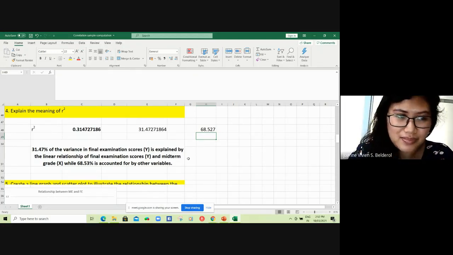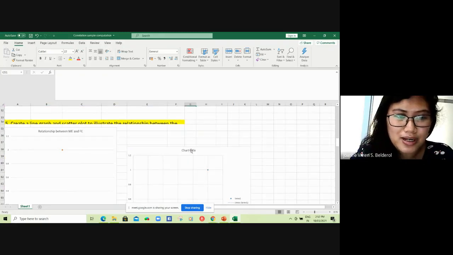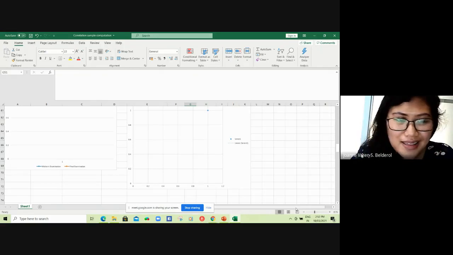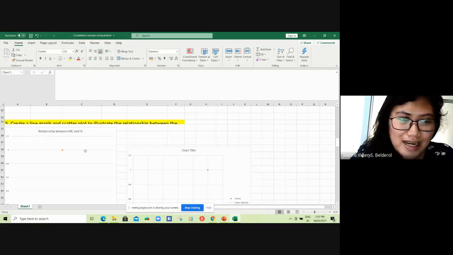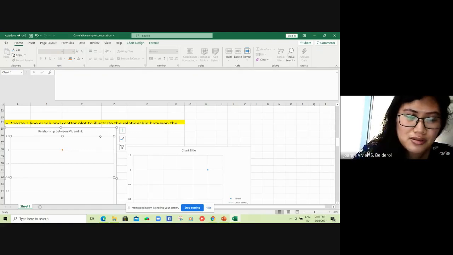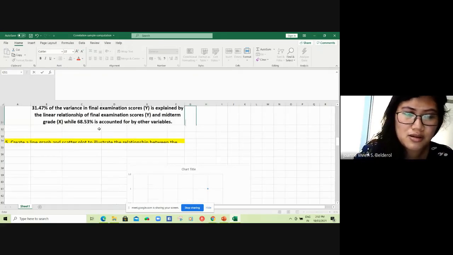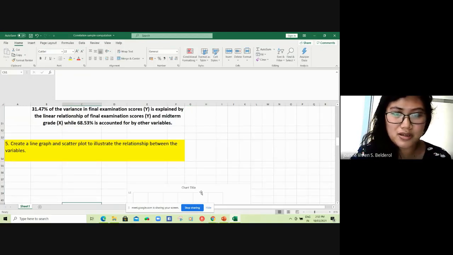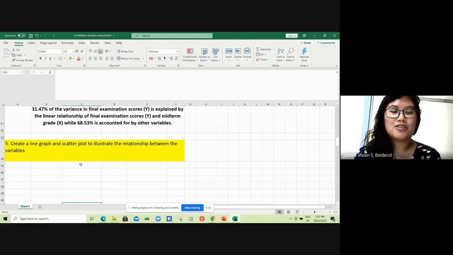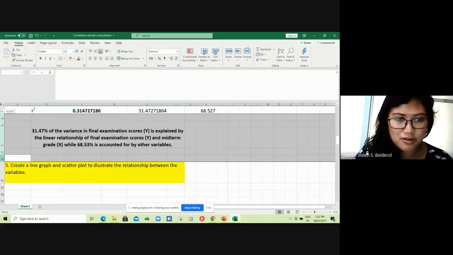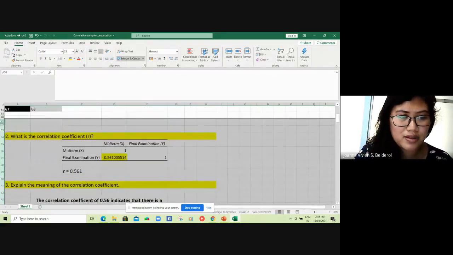Okay? Let's go to this one. Our task is to teach you how to make a graph. So this one, question number 5. Create a line graph and scatter plot to illustrate the relationship between the variables.